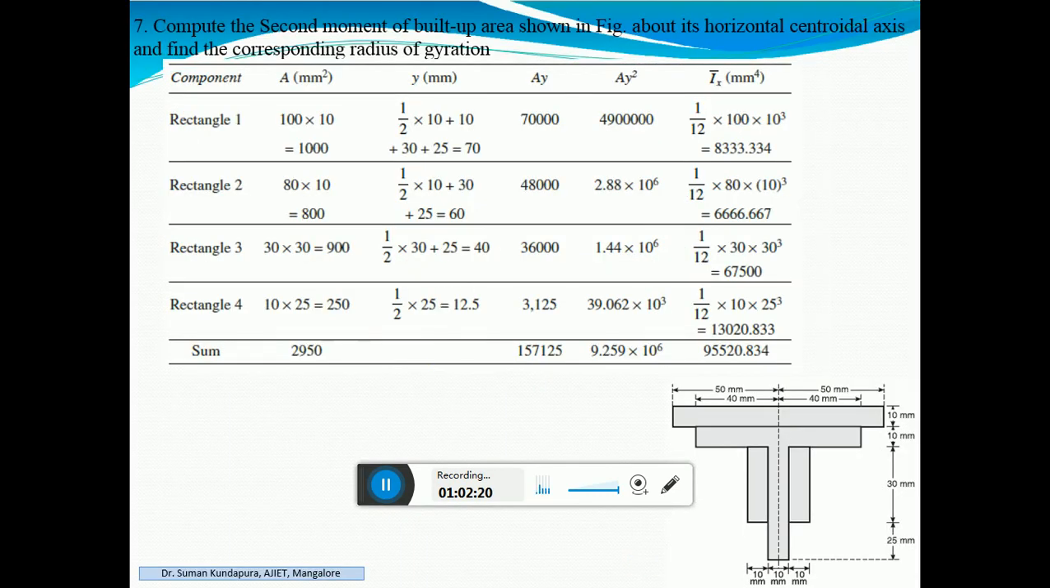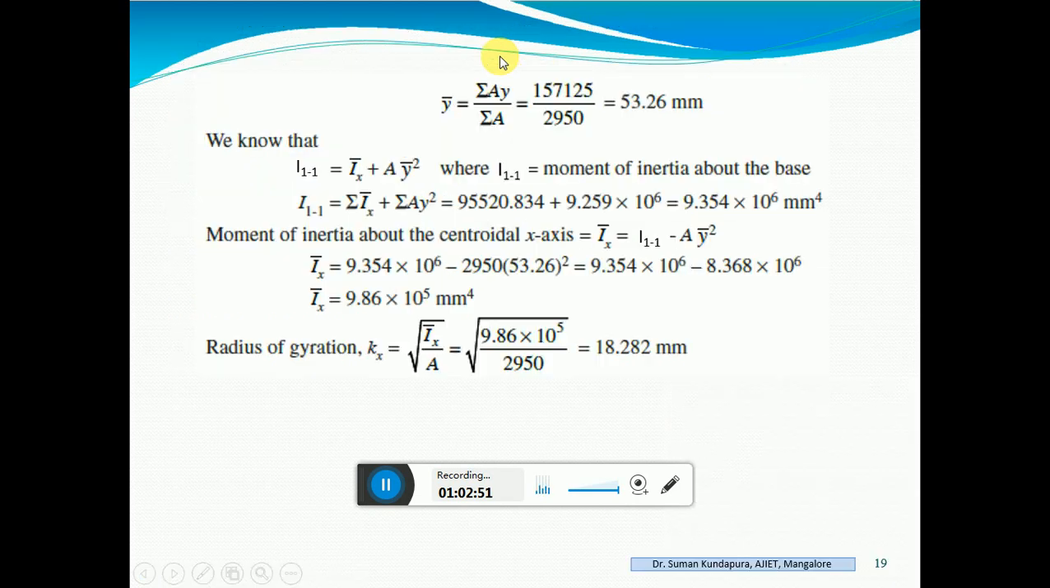So we have one more problem. Compute the second moment of built up area shown in figure about its horizontal centroidal axis and find the corresponding radius of gyration. When you say horizontal centroidal axis, somewhere here, the Ix bar and corresponding radius of gyration is Kx. You are supposed to find out Ix bar and Kx.